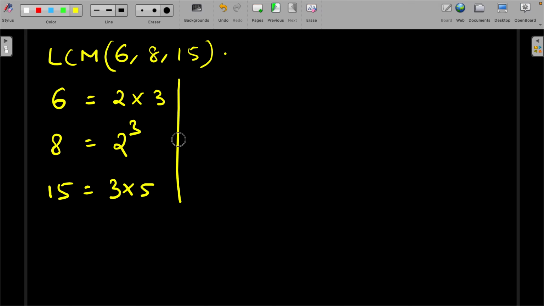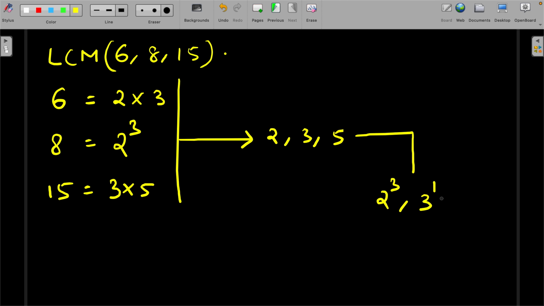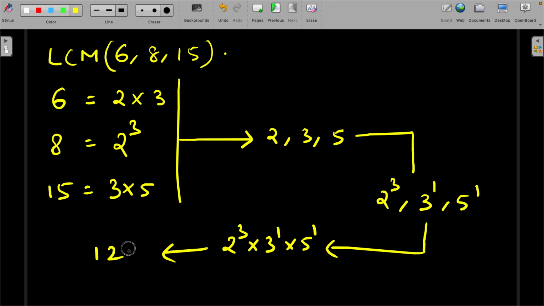Now we will list all the prime factors: 2, 3, 5. Then the next step is to raise them to the highest power: 2 cube, 3 power 1, 5 power 1. Now multiply them to get the LCM. What is the LCM here? 120. 15 into 8, 120. So this is the LCM of 6, 8 and 15.